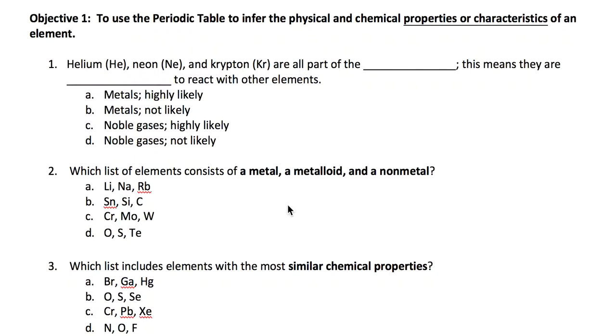Objective 1. To use the periodic table to infer the physical and chemical properties or characteristics of an element.